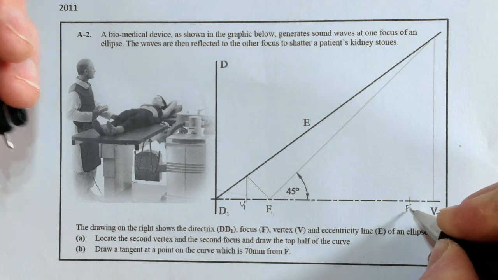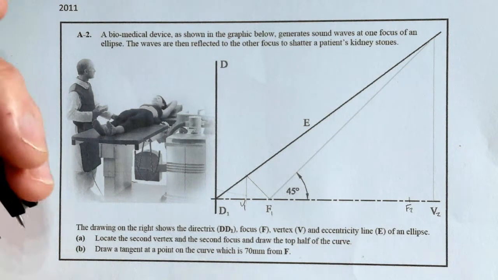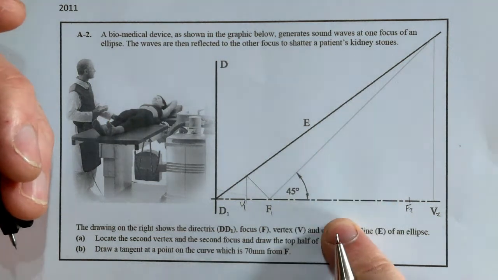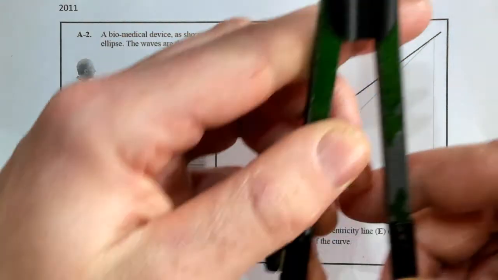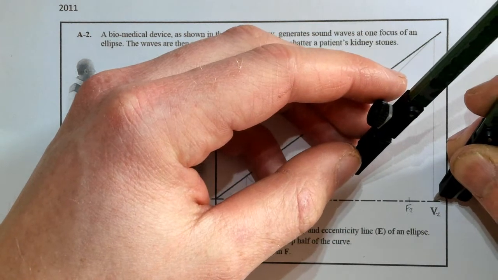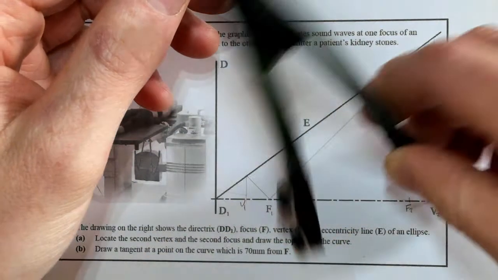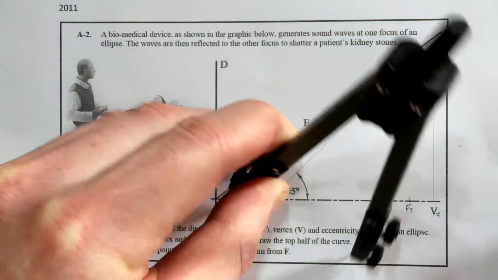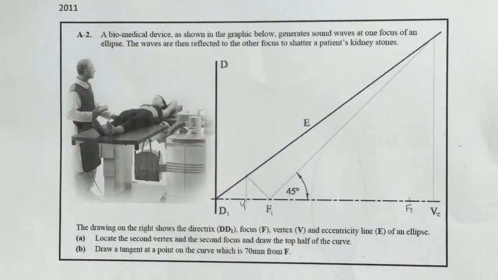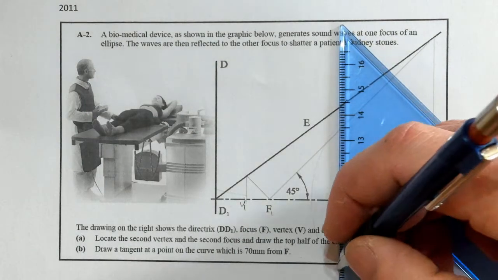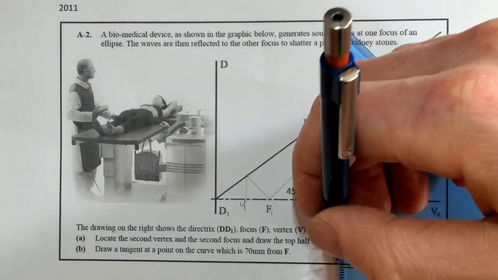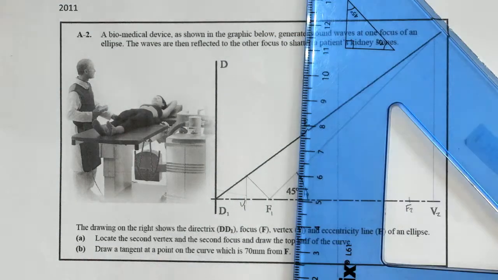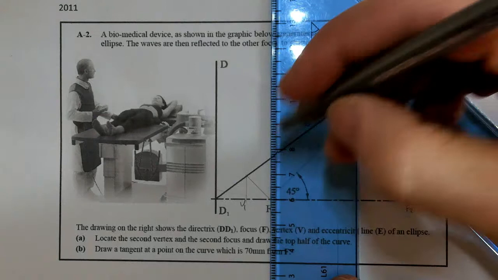There is F2. Now what I'm actually also going to find here is the very center of the ellipse, and I'm just going to draw my minor axis as well here. So I'm just going to bisect there between V and V1, or V1 and V2. There's my minor axis.